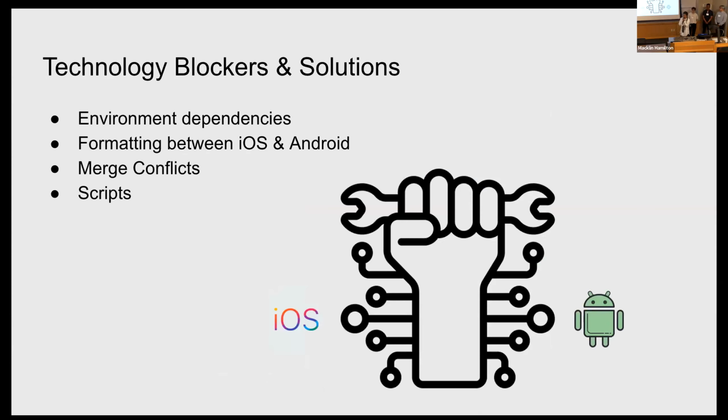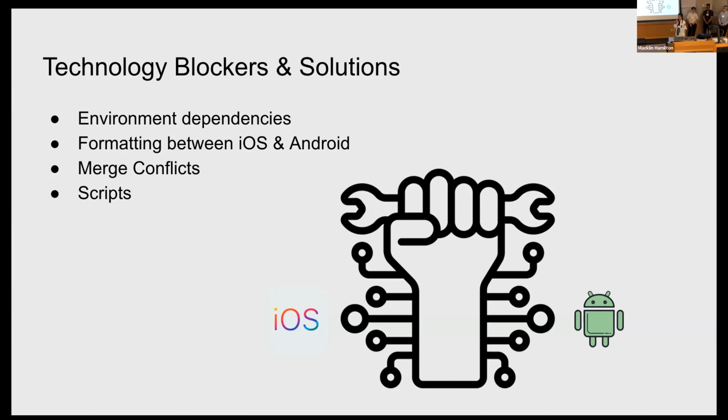Next up, I will be talking about the technology blockers and how we solved them. First, we have the environment dependencies, which happens a lot when we're working on the project because we have conflicts between iOS and Android. How we resolve them is we have the README file on GitHub where we put how we troubleshoot it and what dependencies you are supposed to install beforehand. So later on, if someone else runs into the same issue, they don't have to spend a lot of time trying to figure out what is going on.